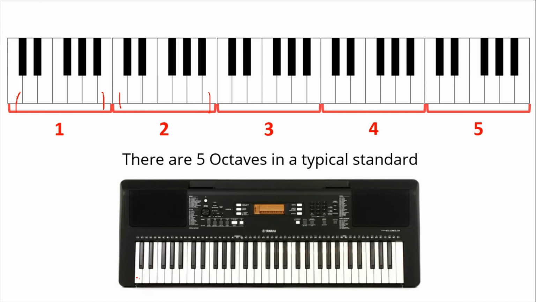So this is your first octave wherein it starts before the 2 black keys and it ends after the set of 3 black keys. And this is your second octave. This is your third octave. This is your fourth octave. And this is your fifth octave. Here you have an extra key over here. So this is a set of 5. These are the 5 octaves in a typical standard keyboard.